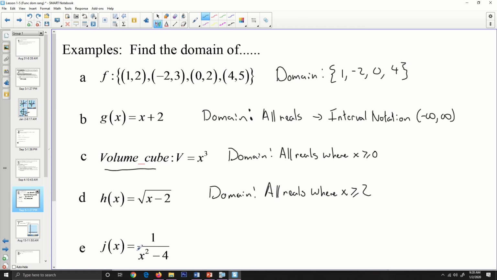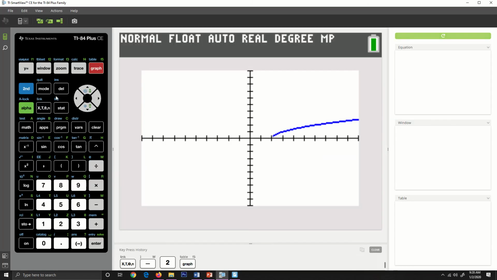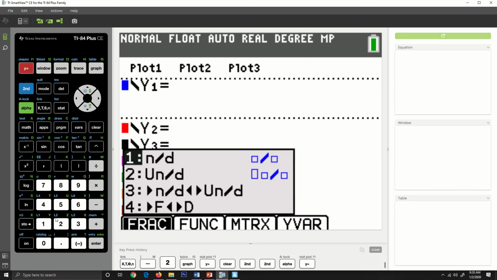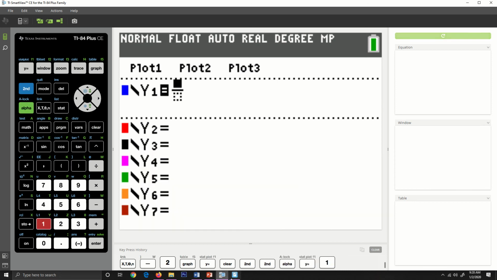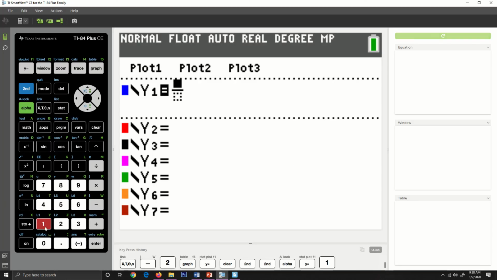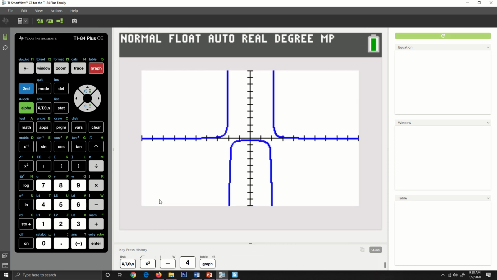Now for this last one here, we're going to put it into our graphing calculator again just to get a check. So I'm going to clear this out. I don't want to go second, I want to go alpha y equals to bring up my fraction. And so if I check it one more time, it was 1 over x squared minus 4. So I'm going to put my 1 there. I'm going to go x, and hit the square button, minus 4. And we're going to graph this thing.